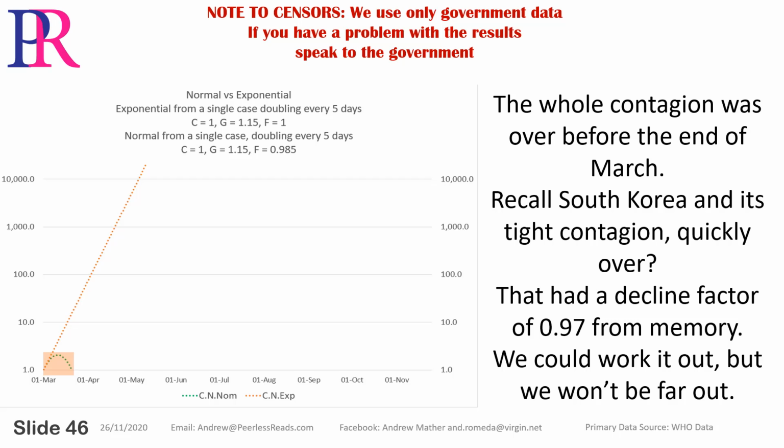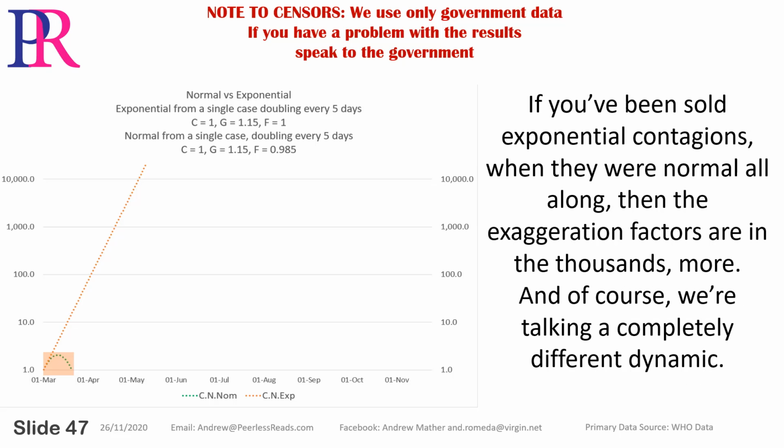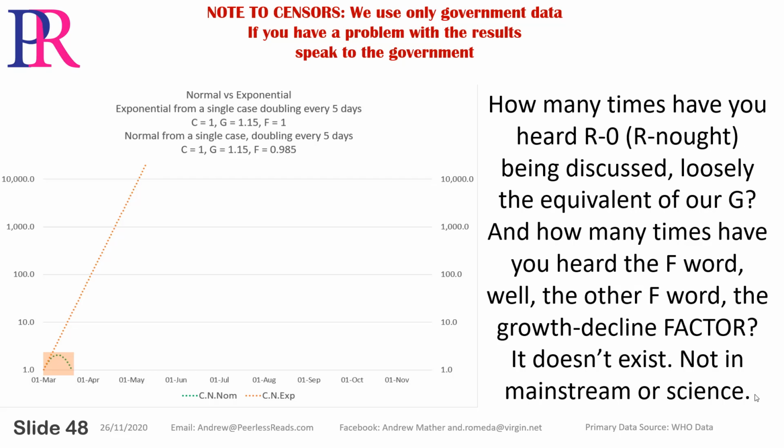The whole contagion was over before the end of March. Recall South Korea and its tight contagion, quickly over. That had a decline factor of 0.97 from memory. We could work it out, but we won't be far out. If you've been sold exponential contagions when they were normal all along, then the exaggeration factors are in the thousands more. And of course, we're talking a completely different dynamic.